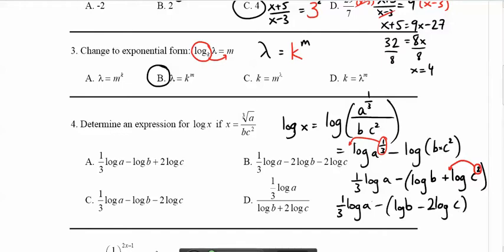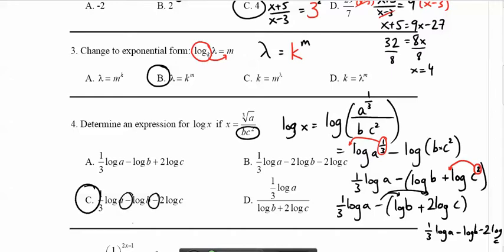So now I can put this negative sign into the brackets, and I get 1/3 log A minus log B minus 2 log C. In general, anything that's in the denominator is going to be negative. Any terms in the numerator will be positive.